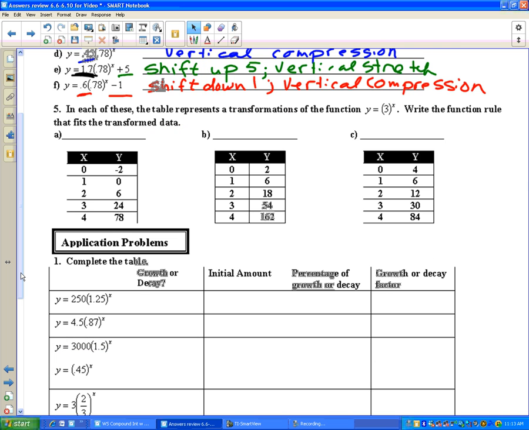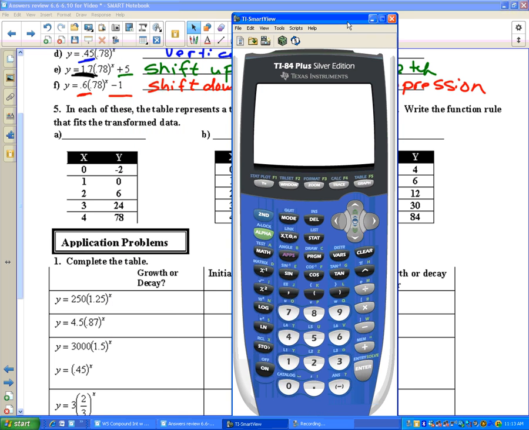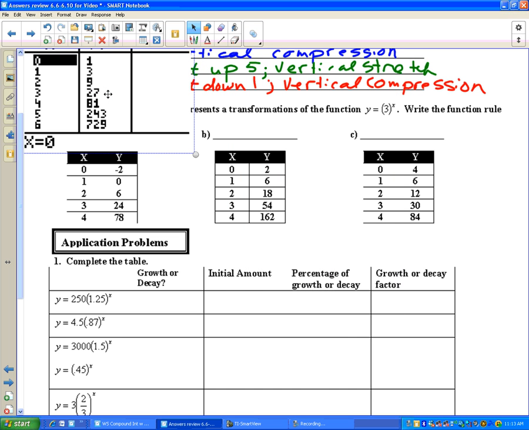Number 5, in each of these, the table represents a transformation of y equals 3 to the x. Write the function that fits the transformed data. So I'm going to go to my calculator. I'm going to plug in 3 to the x power. I'm going to pull up my table, starting with 0. And now I've got 2 options. 0 is going to -2, but it should go to 1.